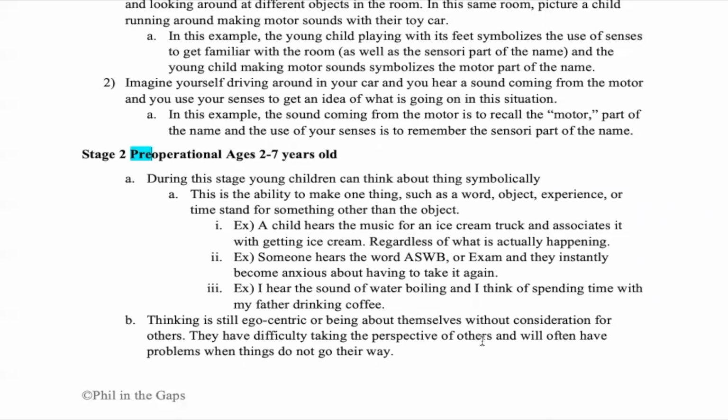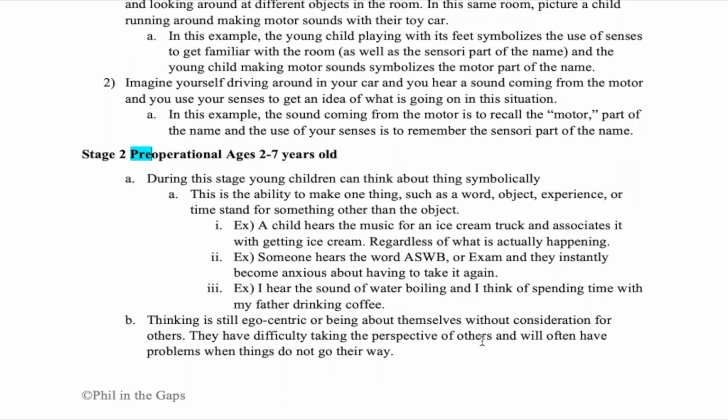So we're introducing the use of symbols, because sensory motor, it was them not being able to connect things directly together. What this looks like is that this is the ability to make one thing, such as a word, object, experience, or time, stand for something other than the object that is directly in front of us. So a couple of examples to articulate this a little bit further.